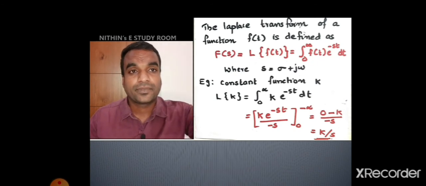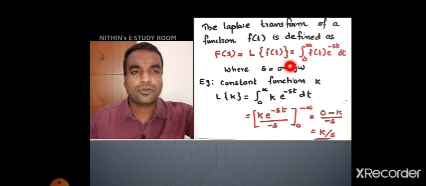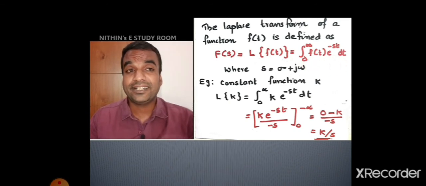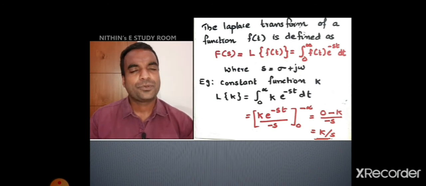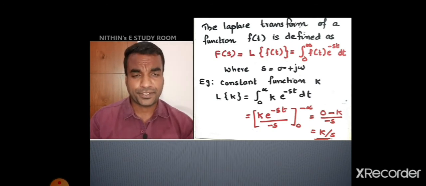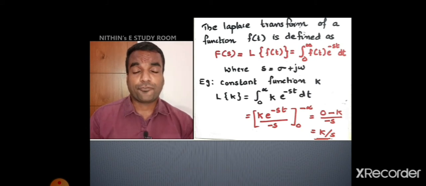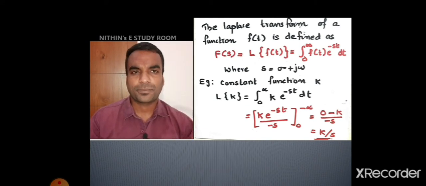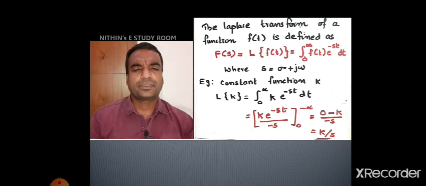You can see here, F of S is equal to the Laplace transform of f of t, and the equation is integral 0 to infinity f of t e raised to minus st dt. So you are just integrating the time domain equation with a limit of 0 to infinity, f of t into e raised to minus st. That is very important, where s is nothing but sigma plus j omega. S is the complex term. So it is a mathematical equation.